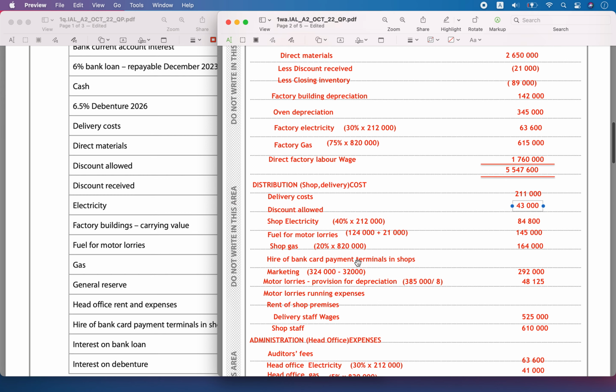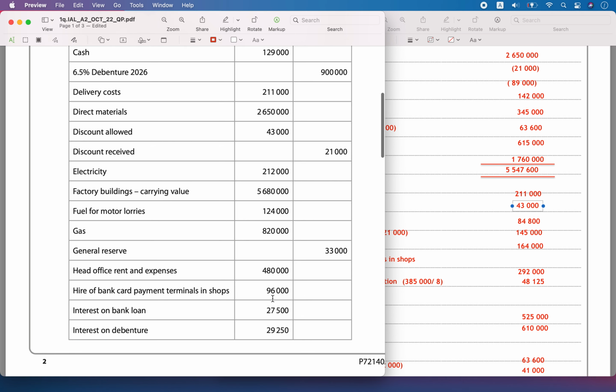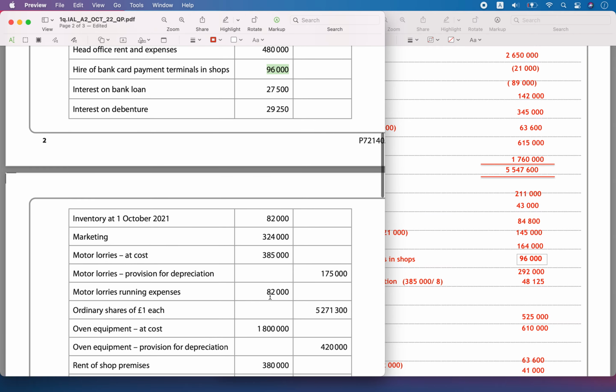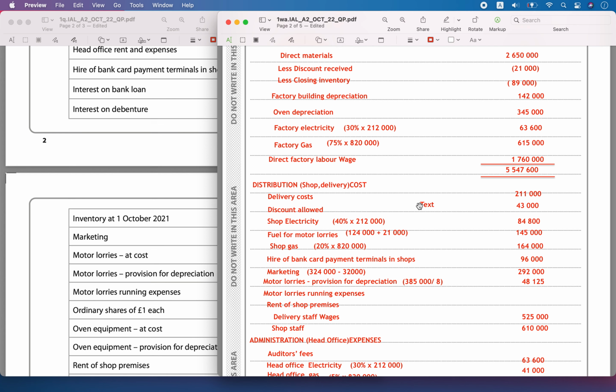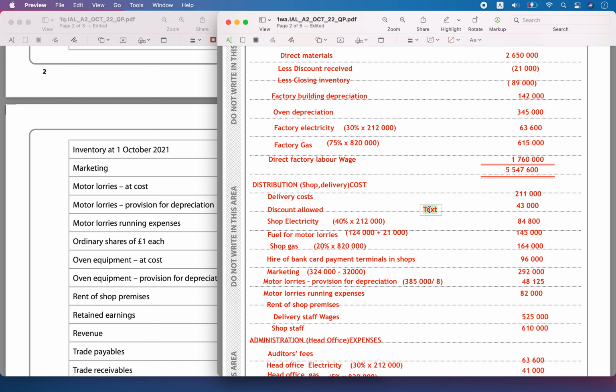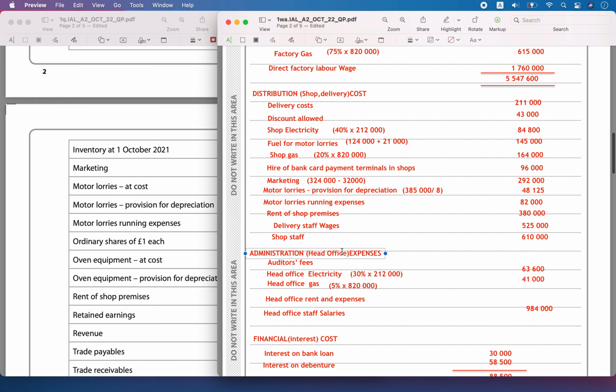Shop electricity we have put. Then hire of the bank card payment terminals, that is 96,000. Then motor lorry running expenses, around 82,000. And then the rent on the shop premises, it is 380,000. Other things we have included because there was additional information given. So we have to add up and find out the total distribution cost.